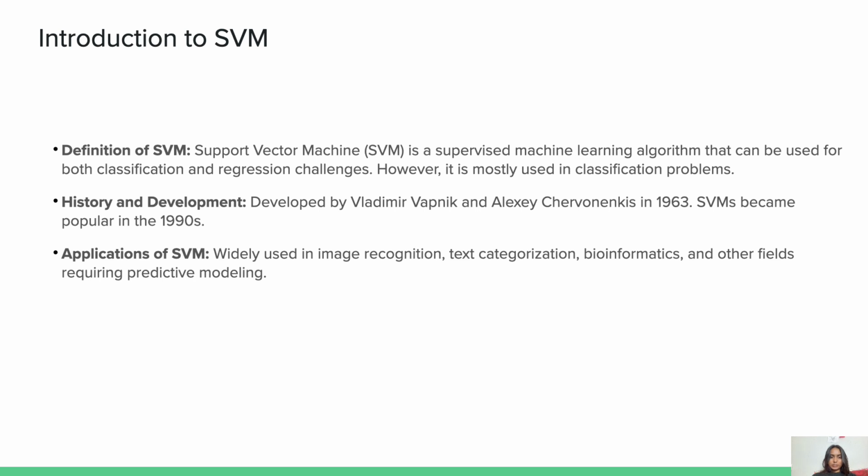History and development. Developed by Vladimir Vapnik and Alexei in 1963, SVM became popular in the 1990s. Application of SVM: widely used in image recognition, text categorization, bioinformatics, and other fields requiring predictive modeling.